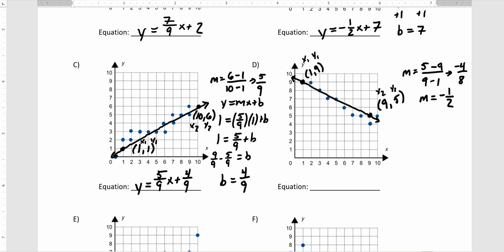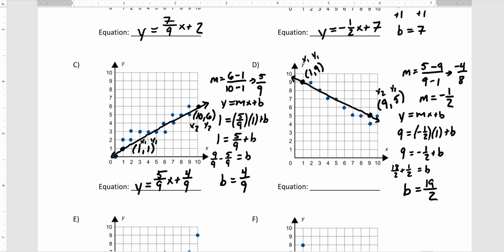Fantastic. Now I can use y equals mx plus b, plug in some points here. I'm going to use the point 1, 9, so I'd say 9 equals negative 1/2 times 1 plus b. Negative 1/2 times 1 is just negative 1/2 plus b. So I need to add a half, so remember this would be 18 halves plus 1/2 equals b. 18 plus 1 tells me that b equals 19 over 2. So my equation would be y equals negative 1/2 x plus 19 halves.